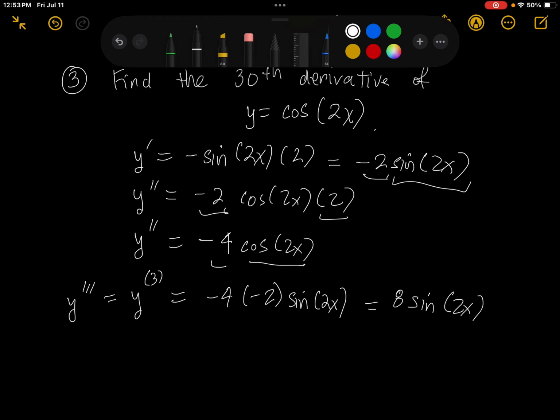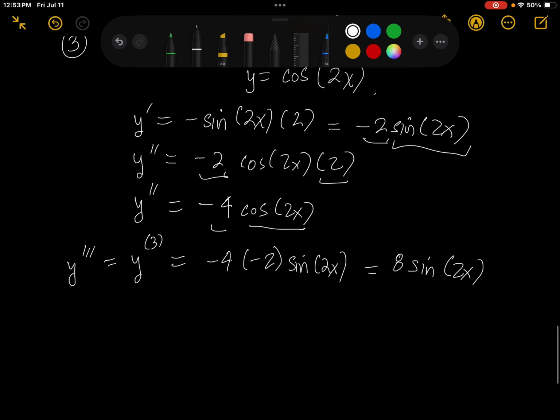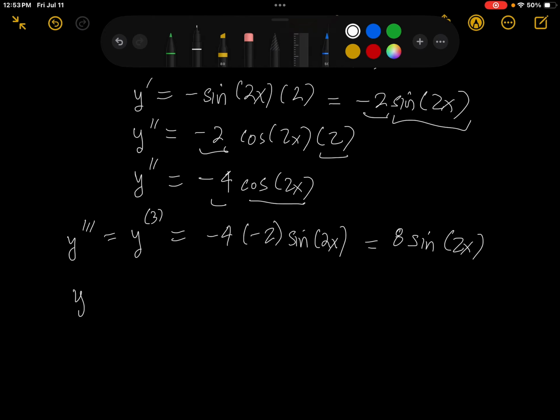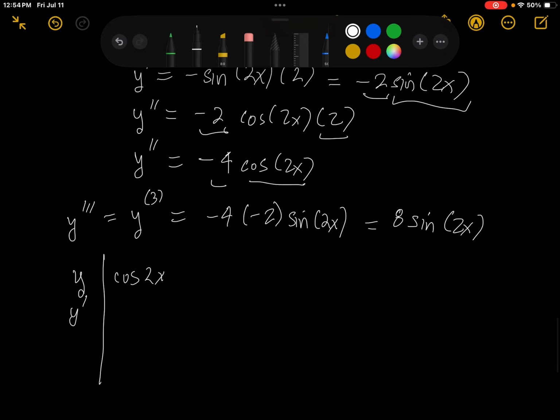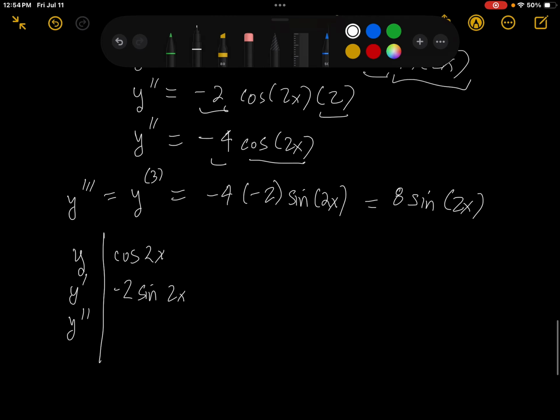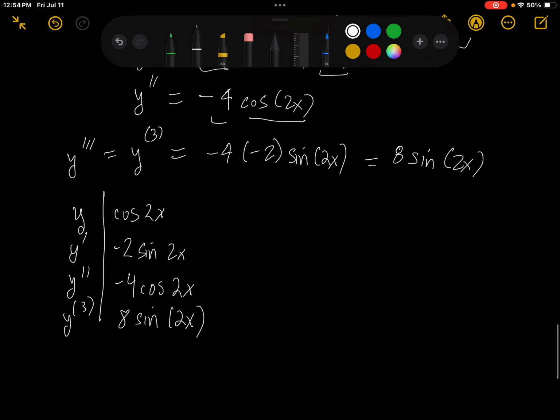So let's think about the pattern. Okay, let's make a little table. When you had y, it was cosine of 2x. Y prime was equal to negative 2 sine of 2x. Second derivative is negative 4 cosine of 2x. Third derivative is 8 sine 2x. So what's the pattern? What kind of pattern do you notice?